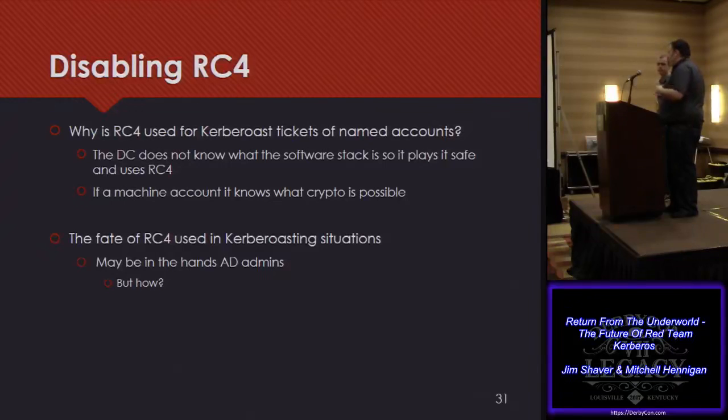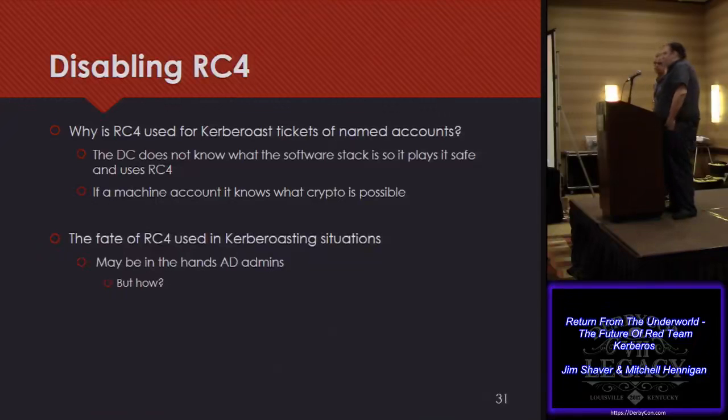You could also register an Apache web server running on Linux, and the DC says, I have no idea what crypto stack that thing's going to be using, right? So once again, the DC plays it safe and issues RC4. Okay. And with a machine account, it knows what crypto is possible because the machine tells its crypto capabilities when it joins the domain. There's actually an LDAP attribute.